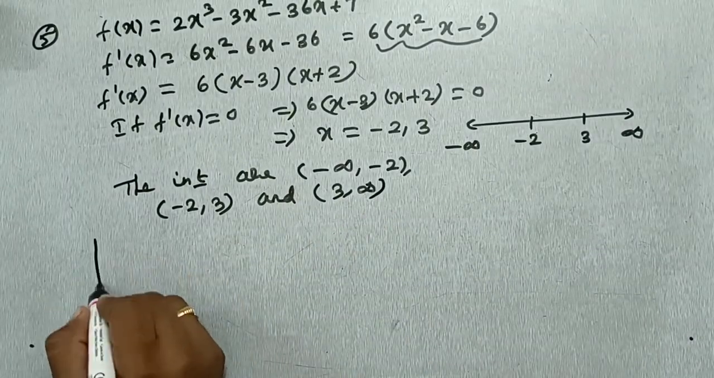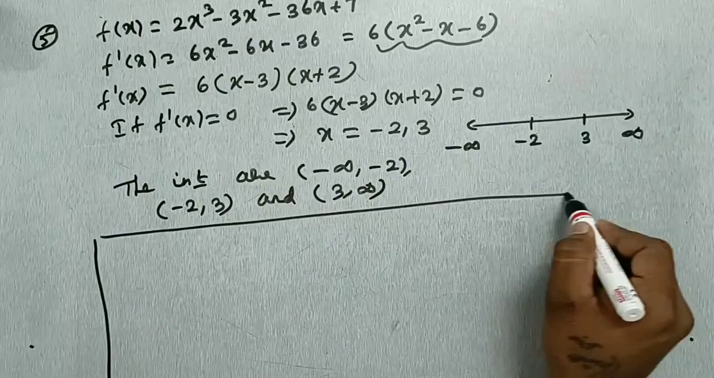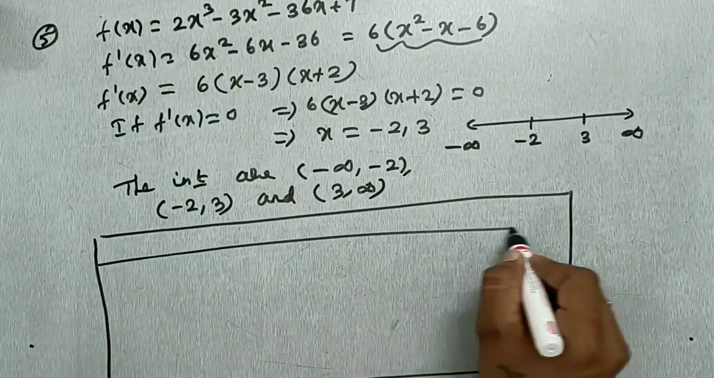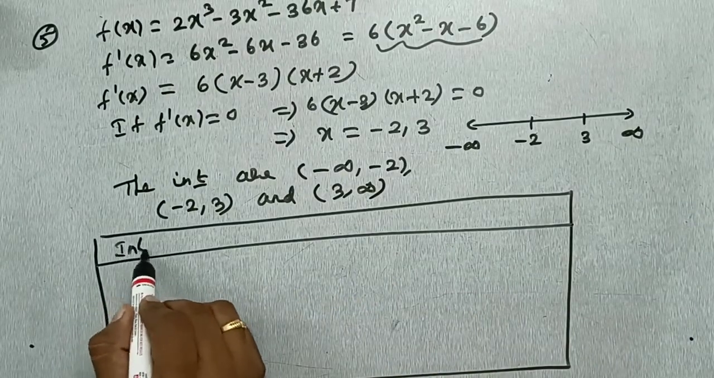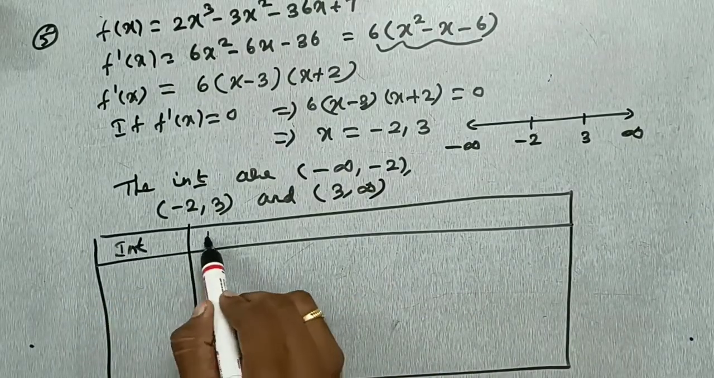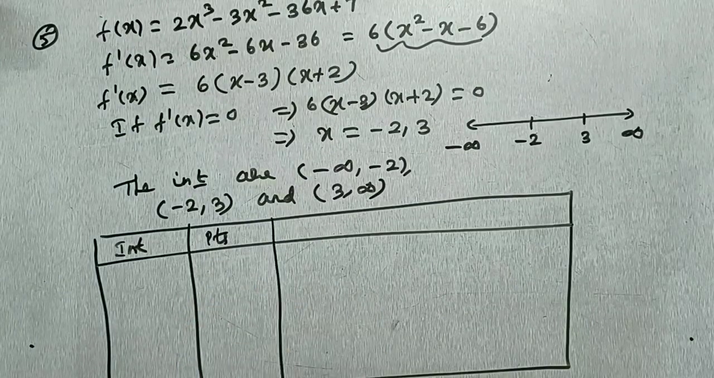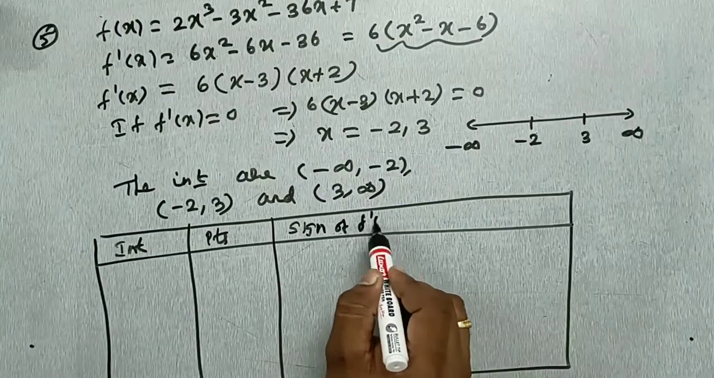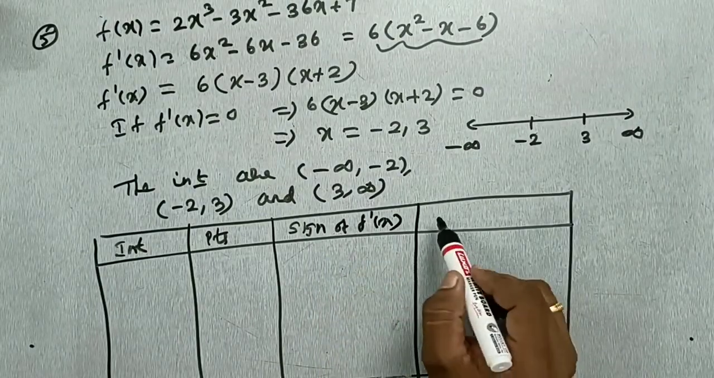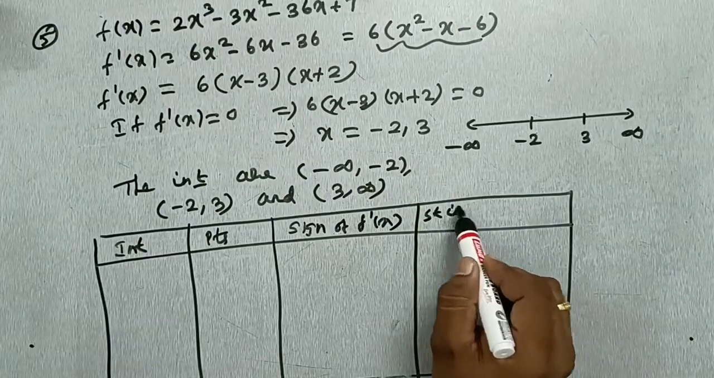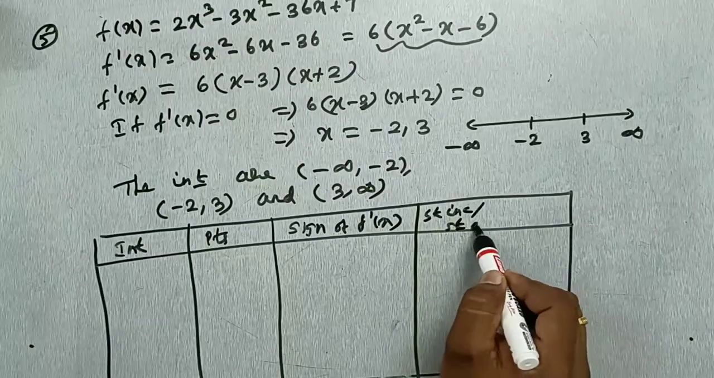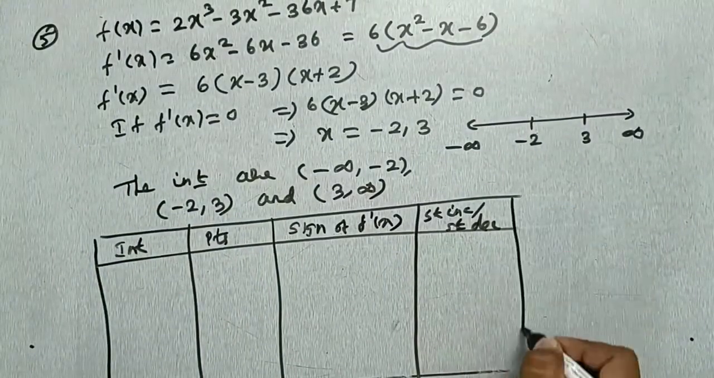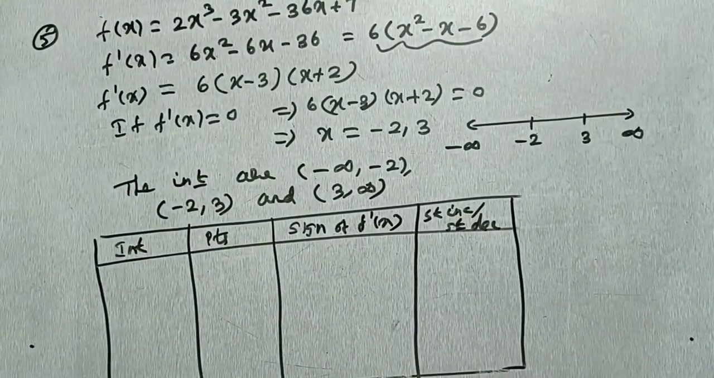Now we will find the sign of f dash of x in these intervals. The first column will be intervals, the second column will be points, the third column will be the sign of f dash of x, and the fourth column will be strictly increasing or strictly decreasing. Clear? So now we will find that.